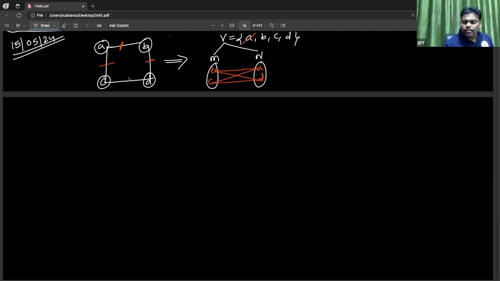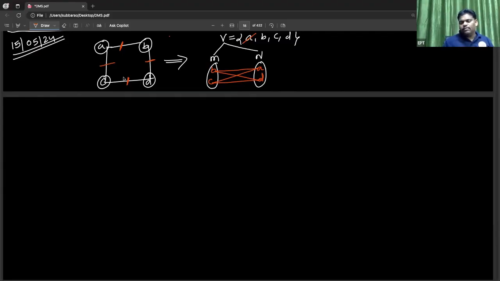Can anyone help me now? Have I covered all edges also? All edges done or not? All edges done.